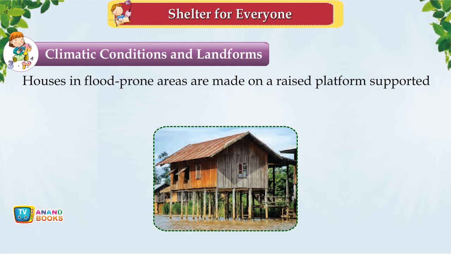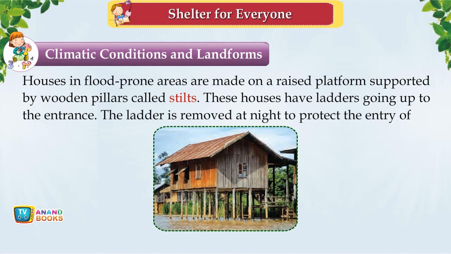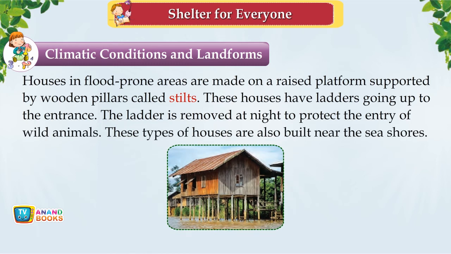Houses in flood-prone areas are made on a raised platform supported by wooden pillars called stilts. These houses have ladders going up to the entrance. The ladder is removed at night to prevent the entry of wild animals. These types of houses are also built near the seashores.